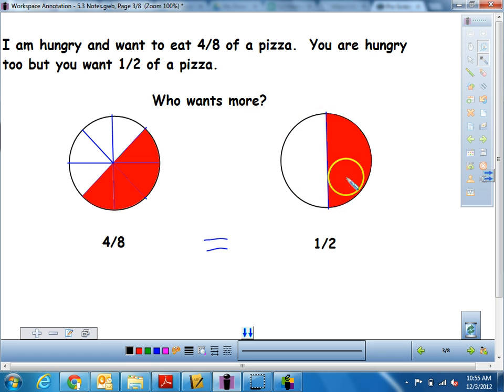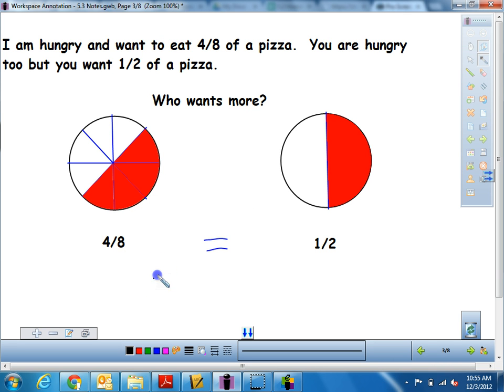The whole thing would be 2 slices. You want 1 out of those 2. The whole thing over here would be 8 slices, and you want 4 of those 8. So who wants more? They're exactly equal. We've just taken the same size pizza and made it into more pieces. We have 8 total pieces over here. Here we only have 2. These are called equivalent fractions.